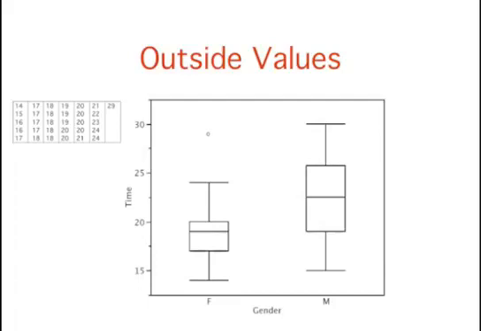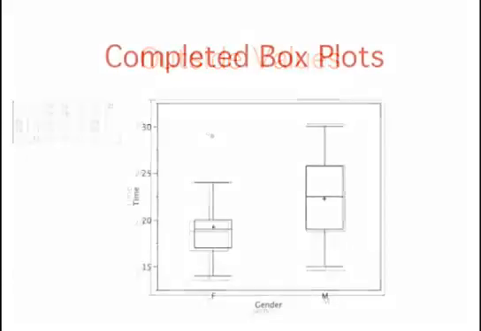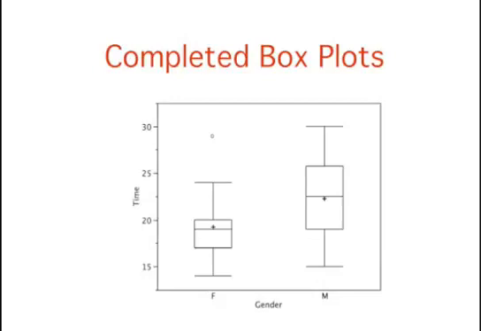Outside values are indicated by small o's. Values that are beyond the outer fences are called far out values. These far out values are marked with asterisks. We have no far out values in these data. There is one more mark to include in box plots, although sometimes it is omitted. We indicate the mean score for a group by inserting a plus sign.